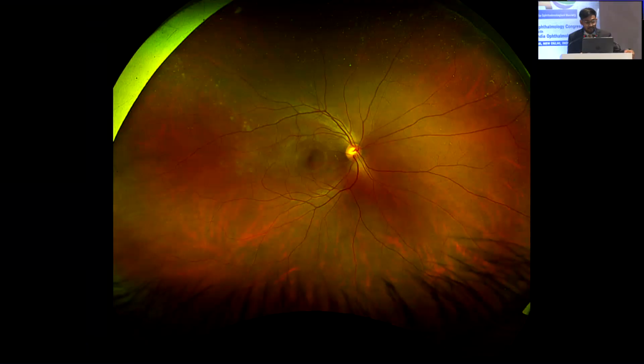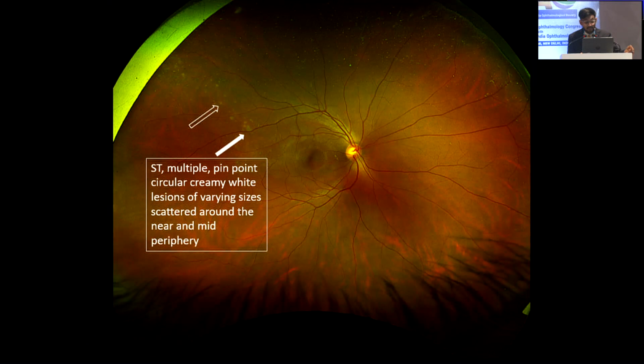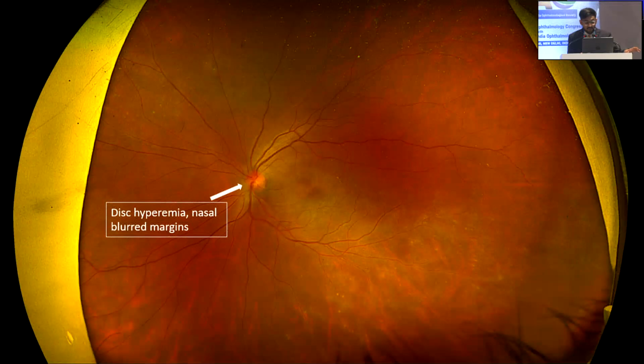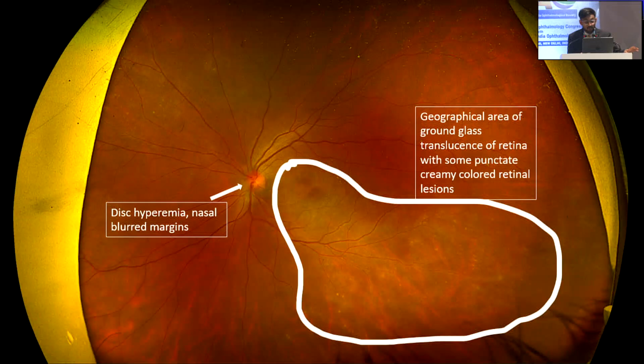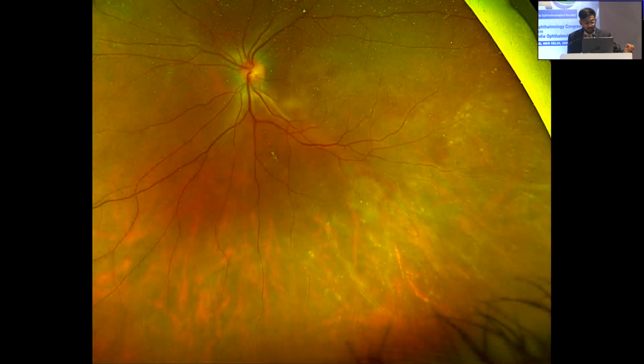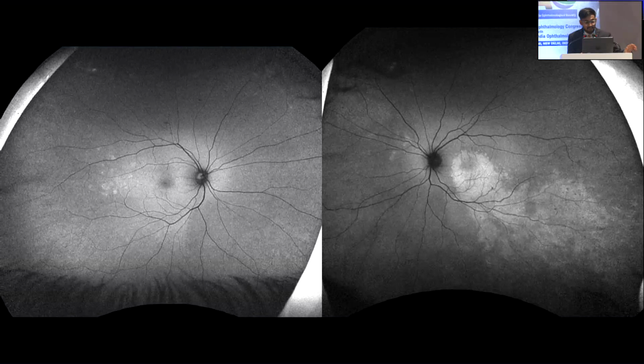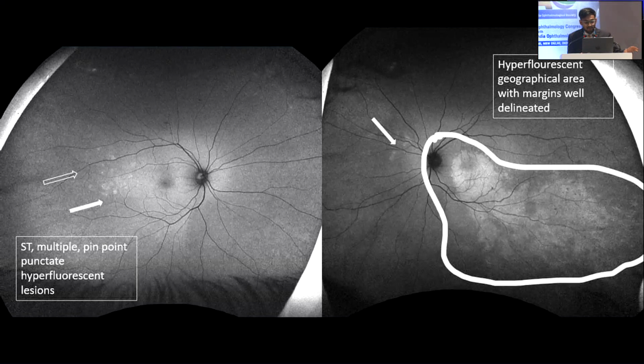On fundus examination, in the right eye, we can see multiple pinpoint circular creamy white lesions, and in the left eye, we can see disc hyperemia and the nasal margins were blurred. We can also see a geographical area of ground glass translucence of the retina with some punctate creamy colored retinal lesions associated with it. Now on zooming in, we could also find perivascular exudation present, and these findings were confirmed on the fundus autofluorescence, in which the geographical area is well delineated with hyperfluorescence.